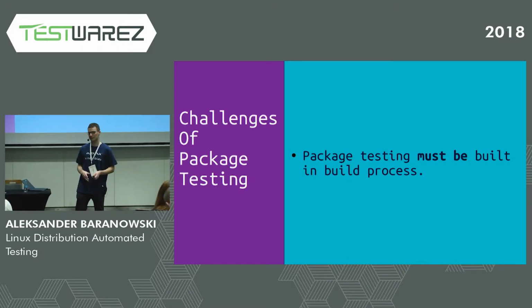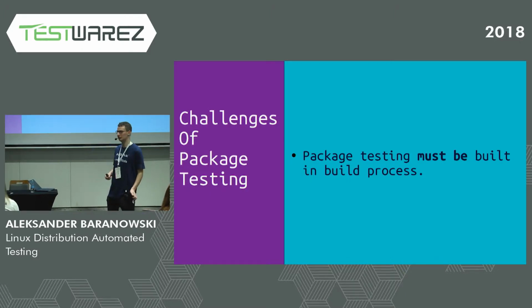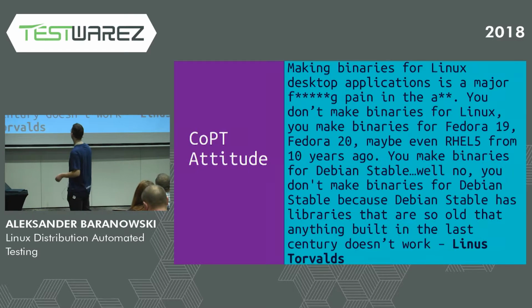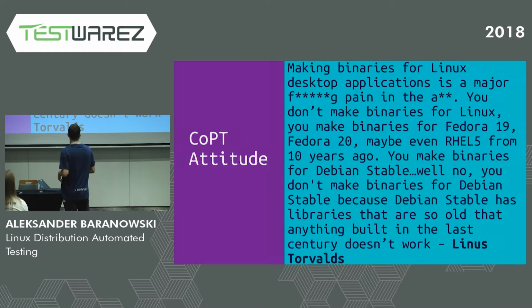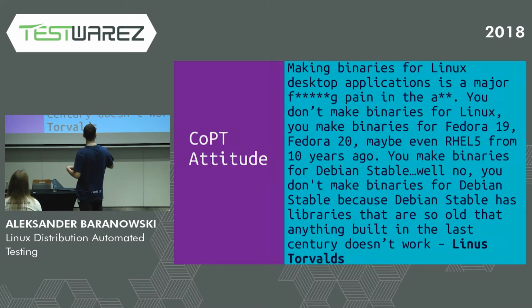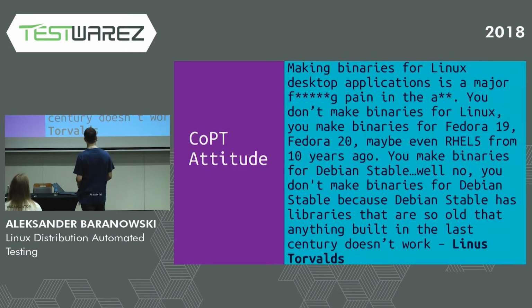At the same time, there is the great guy, Linus Torvalds himself. And he said this: Making binaries for a Linux desktop application is pain. You don't make binaries for Linux, you make binaries for Fedora 19, Fedora 20, maybe Red Hat 5 from 10 years ago. You make binaries for Debian Stable. Well, no, you don't make binaries for Debian Stable, because Debian Stable has libraries that are so old that anything built in the last century doesn't work.